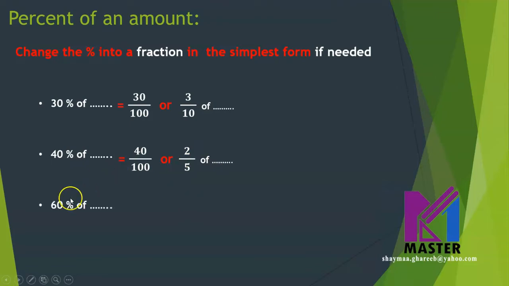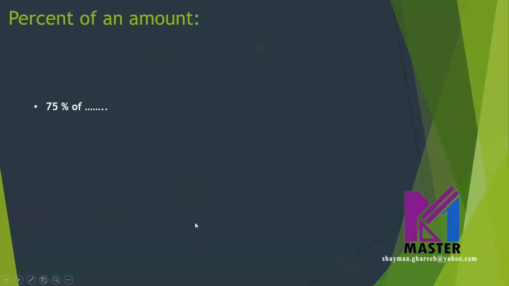Okay, what about the 60%? 60% equals 3/5 of this amount. So the 40% is 2/5, and the 60% is 3/5. What about the 75% of an amount? It's the same as 3/4 of this amount. Okay, what about the 50%? Of course, it's half of this amount.